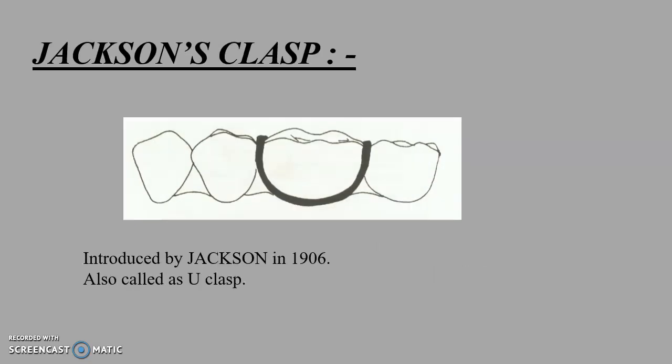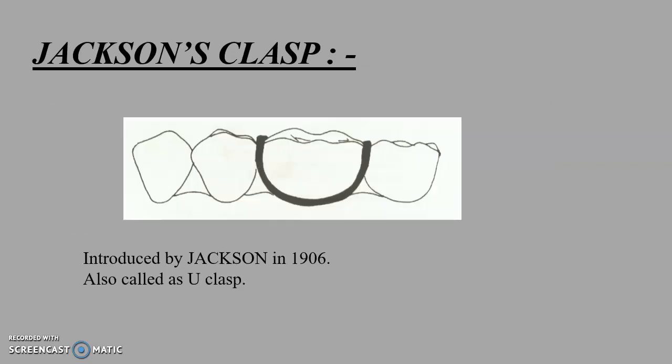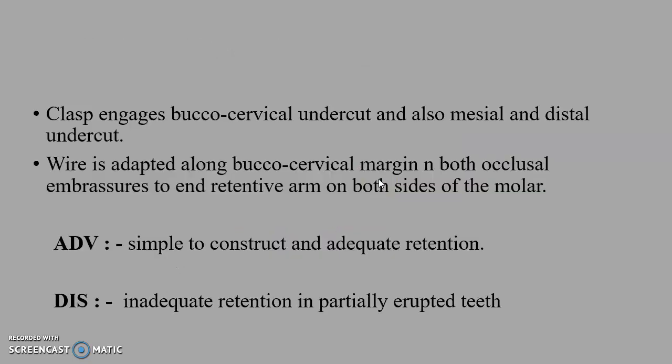Next one is the Jackson's clasp. It was introduced by Jackson in 1906. This particular one looks like a U, right? So this is also called a U clasp. This clasp also engages the bucco-cervical undercut, just like the C clasp, and also engages the mesial and distal undercut regions. Then it moves on occlusally.